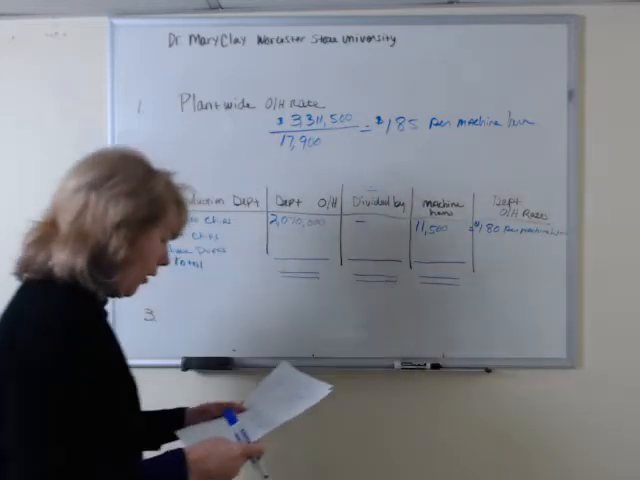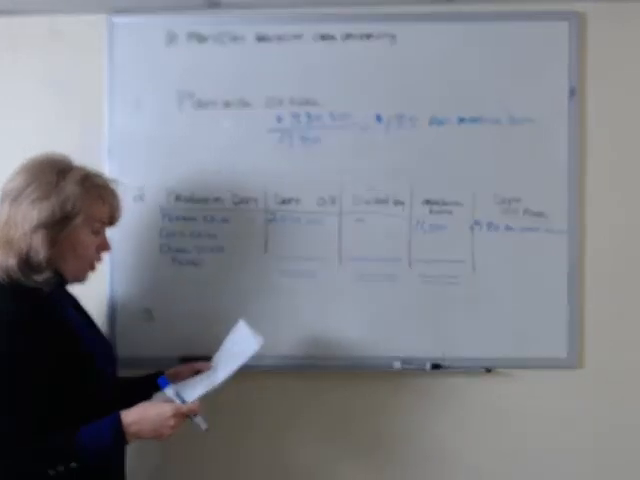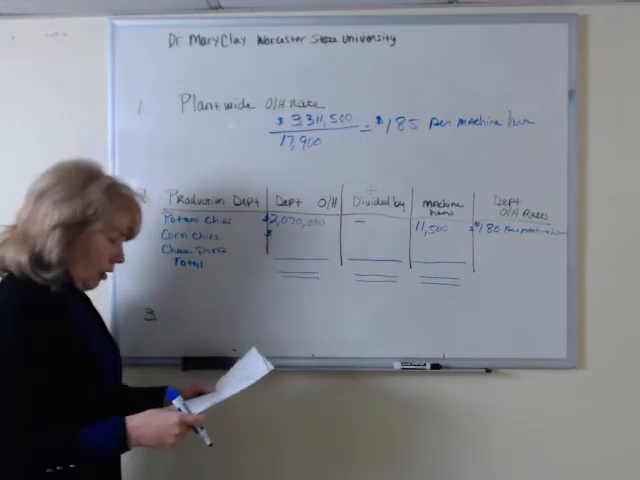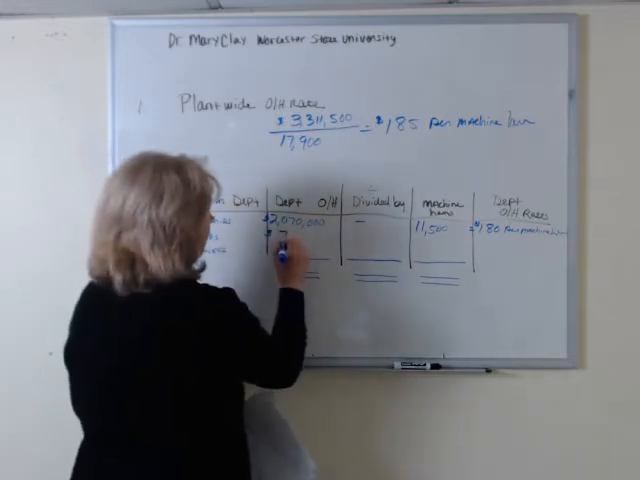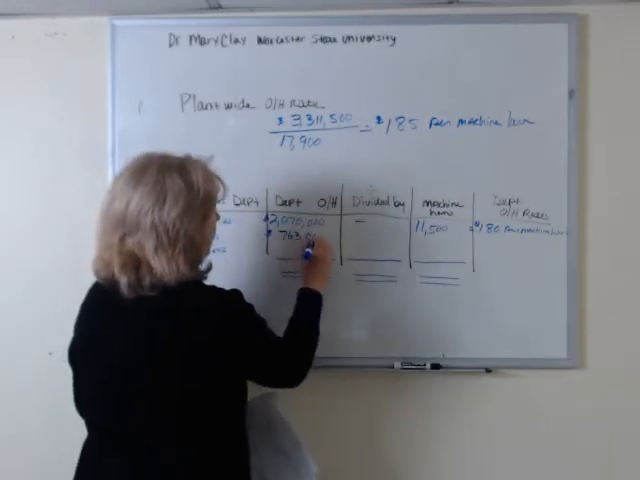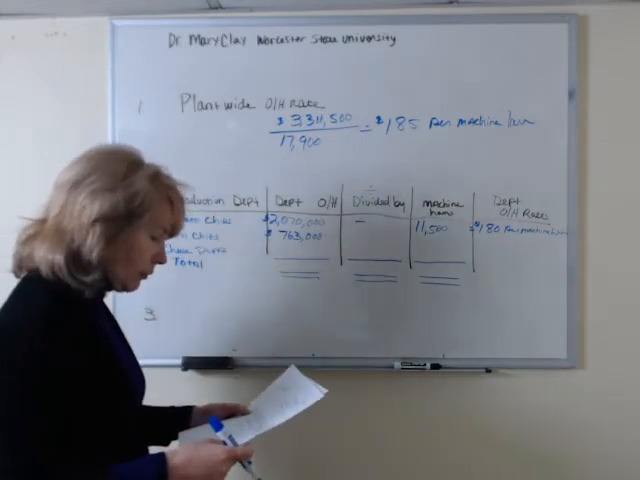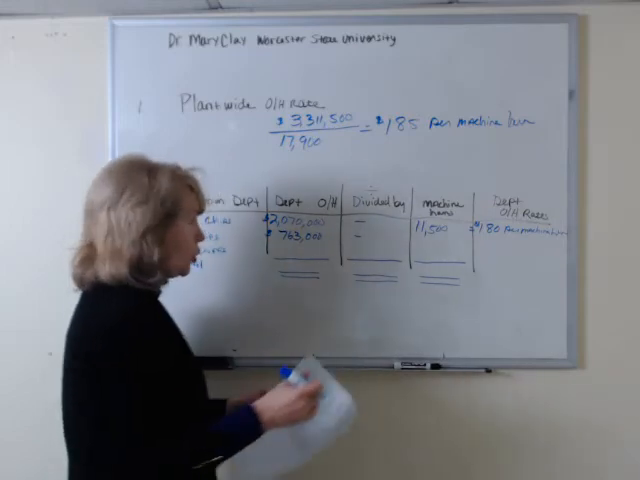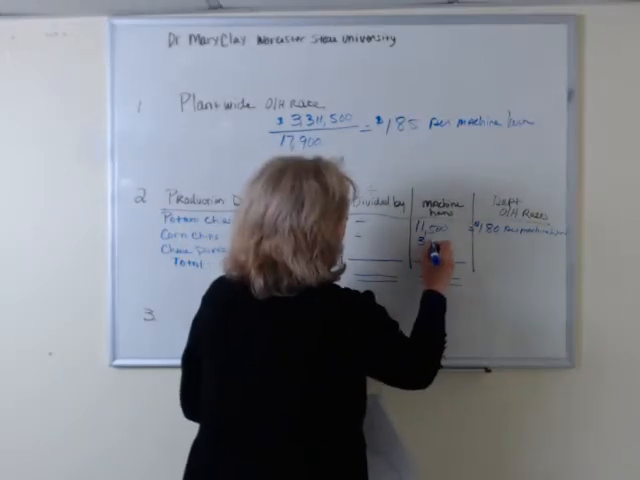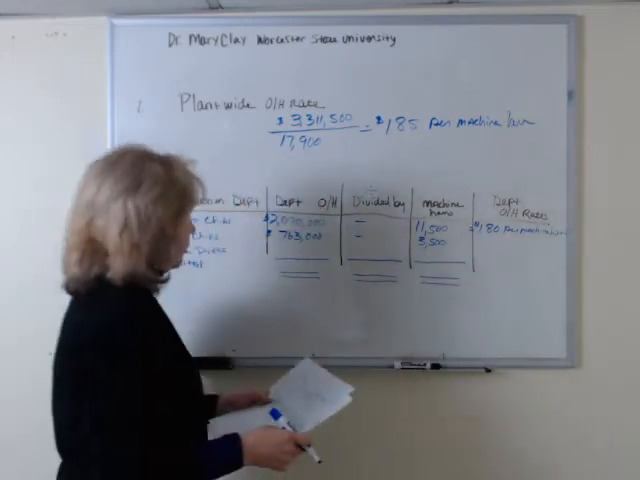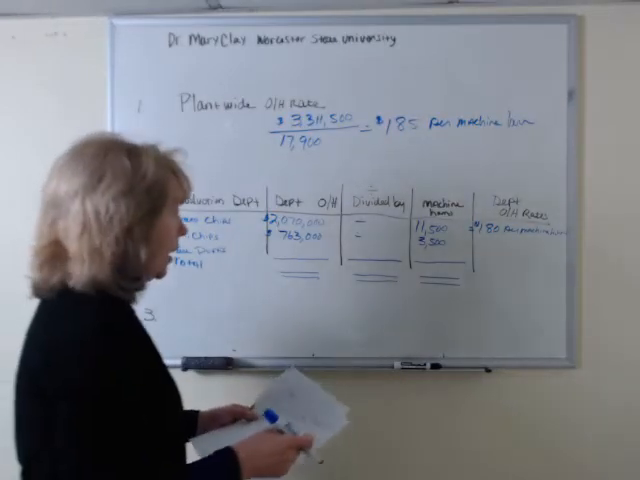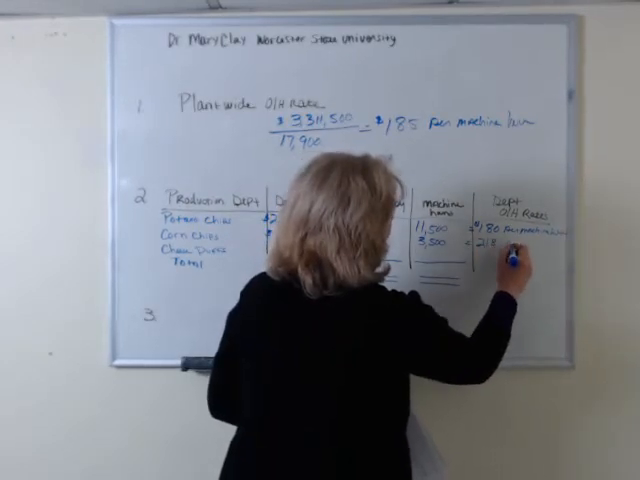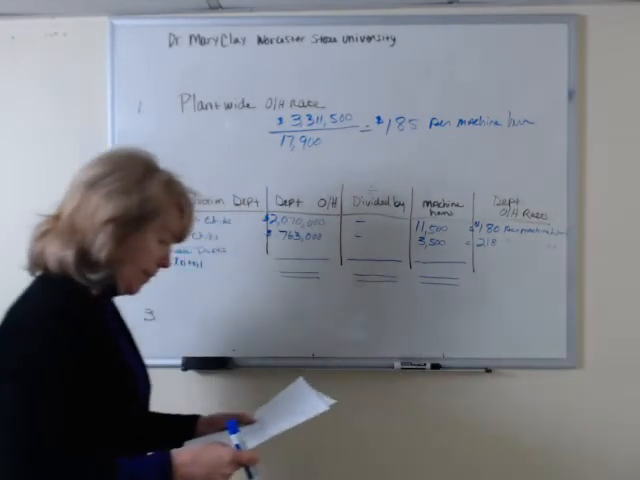Okay? All right, next thing, we're going to break down corn chips. Okay, and remember, this is a dollar figure. Corn chips is $763,000. That's what they're estimating. And you're going to divide that by the number of hours for corn chips, which is 3,500. You divide that out, and that's going to equal $218 per machine hour. Okay?